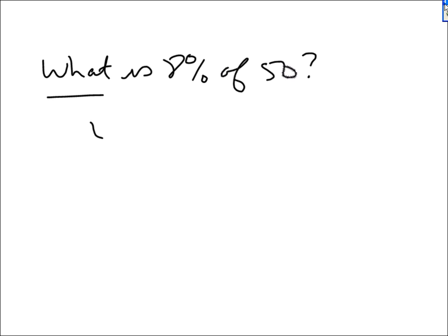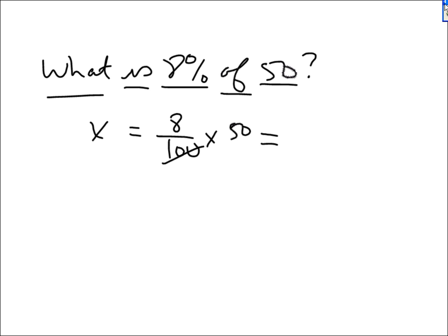Well, what means X? Is means equal. 8% means 8 over 100. Of means to multiply. And 50 means 50. Well, this time I will do the division. 50 goes into both of those numbers 1 and 2 times. It's a nice small bottom number. In fact, 2 goes into both of these. I saw that coming. 4 times 1 is 4 over 1 is still 4.